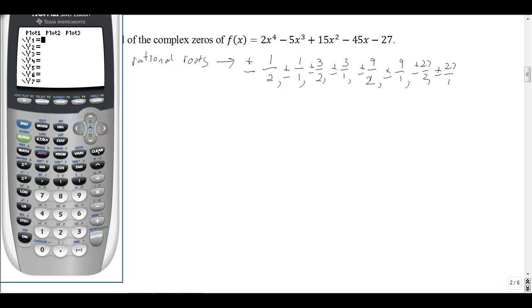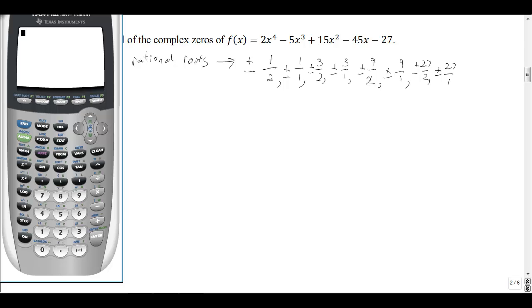Clear this out. I'm going to put in my polynomial: 2x to the 4th minus 5x to the 3rd plus 15x squared, minus 45x minus 27. If you didn't have the fancy graphing calculator, you could plug in each of these by hand. It gets a little bit tedious. The calculator makes that more automated. We did the table before. I'm going to do that eventually. I just want to show another way to do this.